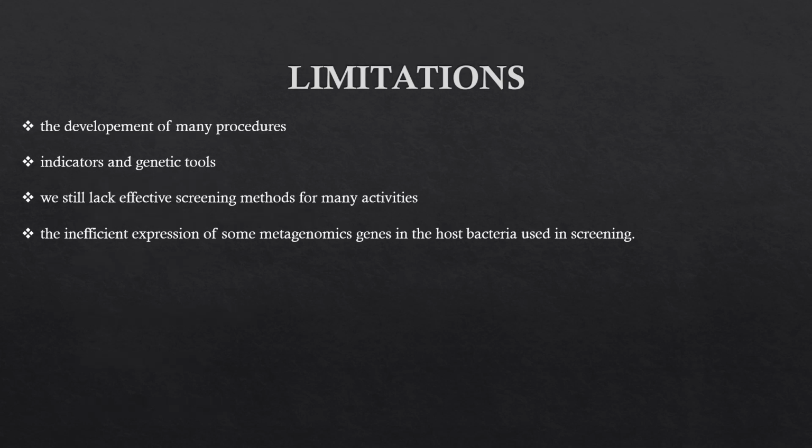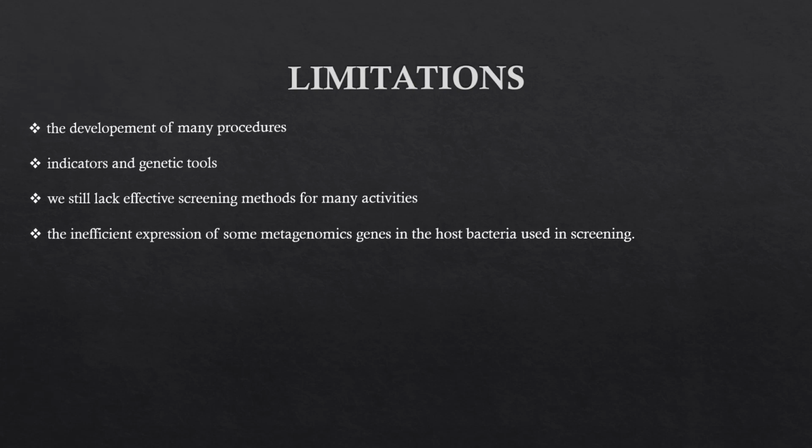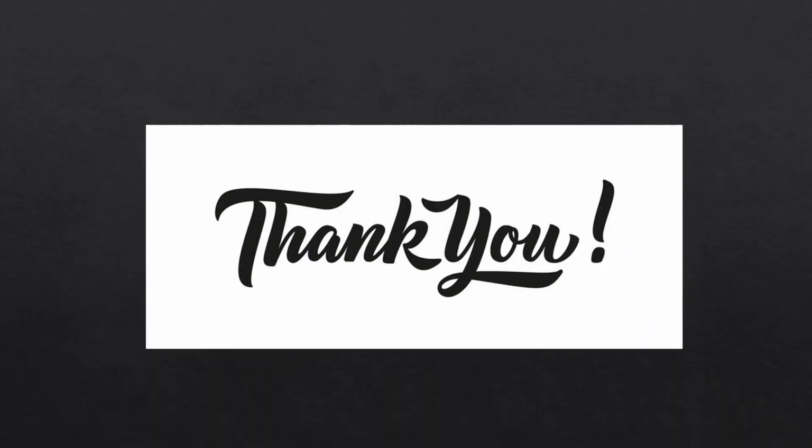Before we go to limitations, let's talk about future prediction. We can also produce new enzymes, new antibiotics, and more exotic habitats can be instantly studied by metagenomics. But there are some limitations of metagenomics, as it does not lead to many procedures. There are limited genetic tools, a lack of efficient screening methods, and inefficient expression of some metagenomic genes. Thank you.